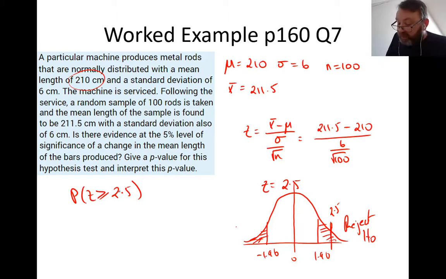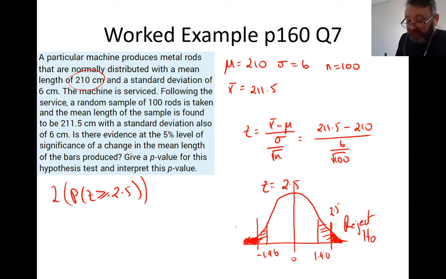However, the probability of being greater than or equal to 2.5 is there. But it's a two-tailed test. So therefore, it's also going to be here. So what I have to do with this, because that only represents one tail, is multiply the whole thing by 2, because it's a two-tailed test.